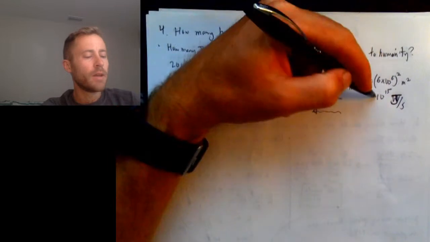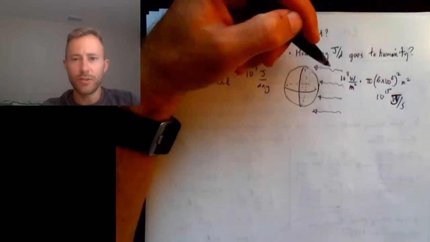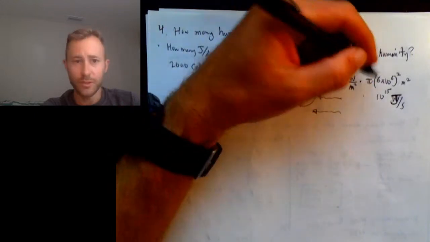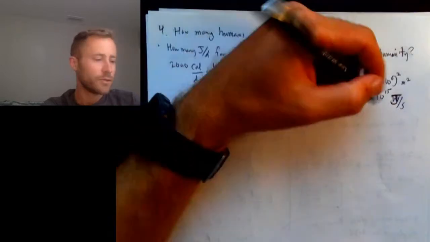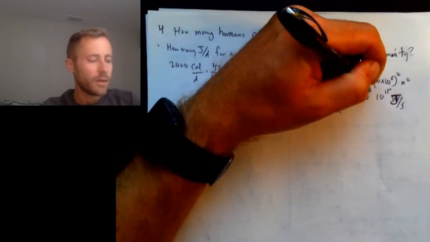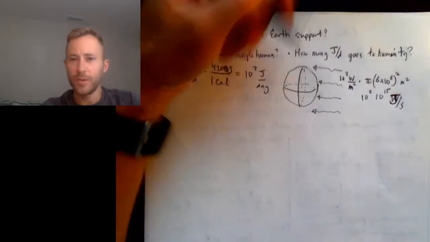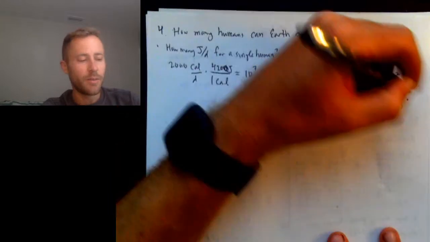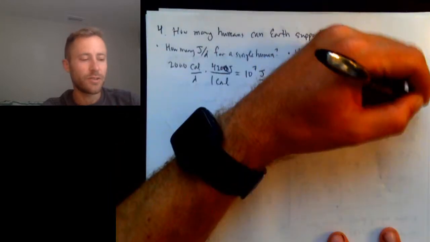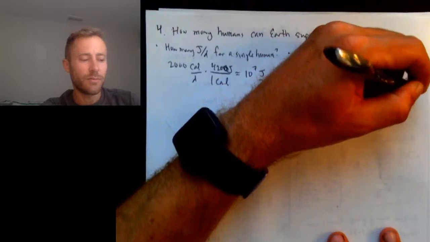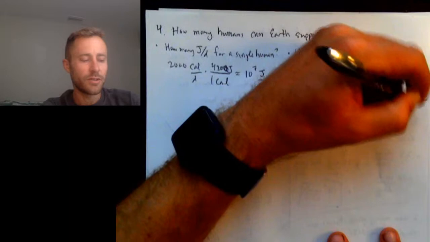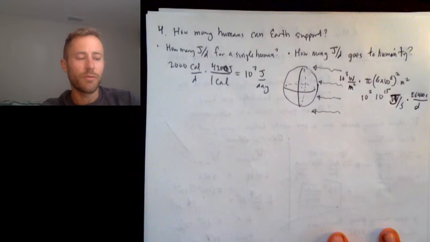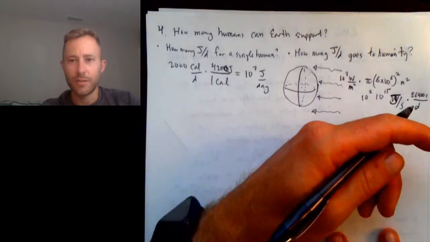And then 6 squared is 36. Pi is 3. So 36 times 3 is roughly 100. So, all right. So this is like 10 to the second times 10 to the 15th joules per second. All right. Now I need to multiply that by the number of seconds in a day. And I happen to know that there's 86,400 seconds in a single day. All right. That's roughly 100,000. So that's 10 to the 5th seconds per day.